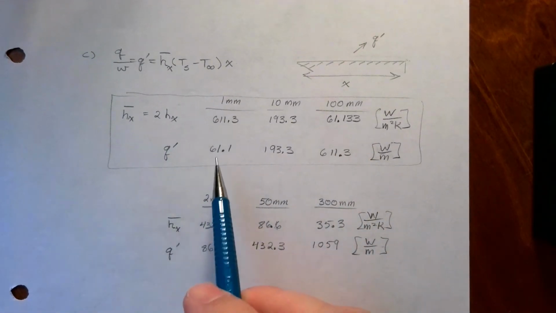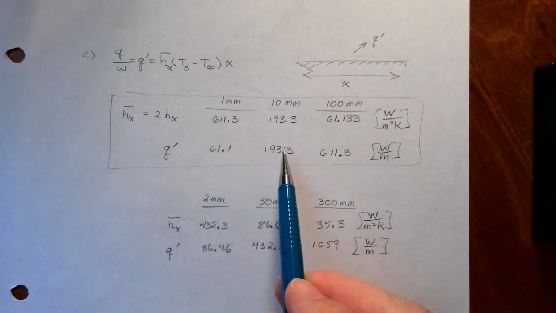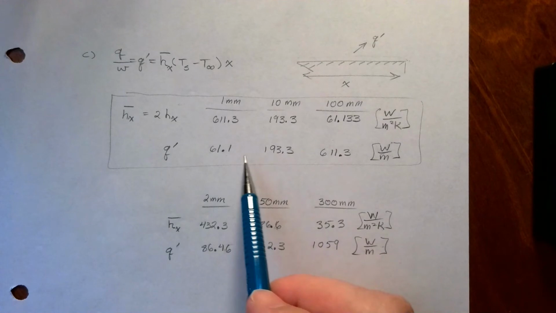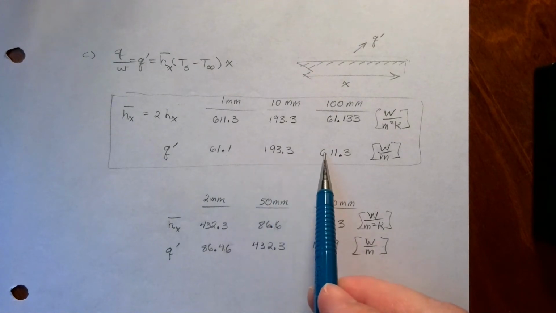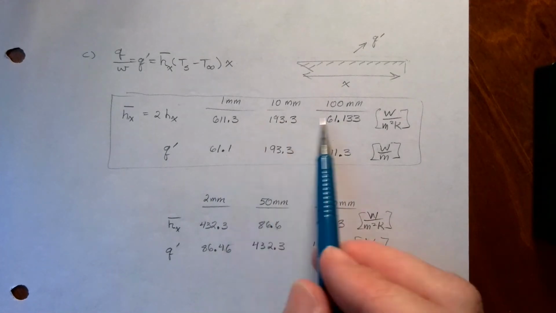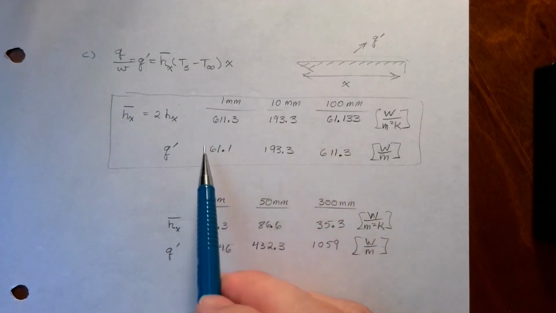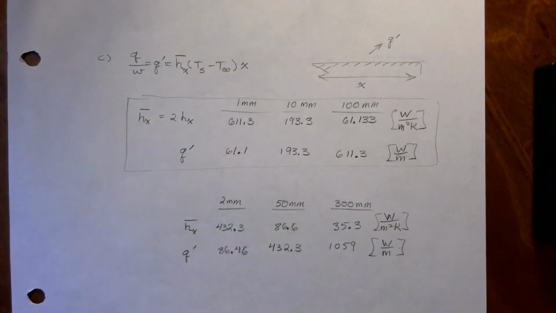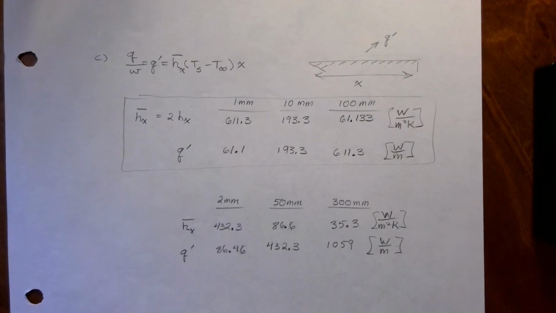Notice that Q, as the area goes up, is increasing. Even though H is decreasing, the total Q over that area is increasing. So here are the H values that are decreasing, the average H values, and here is the resulting heat transfer. I just put it in the form of a little table for you, so you need to make sure you can go through and do those calculations.